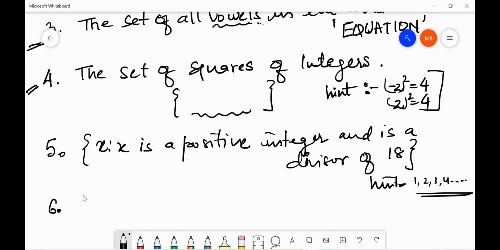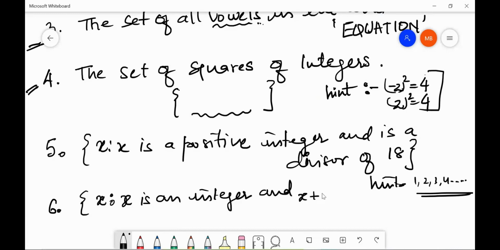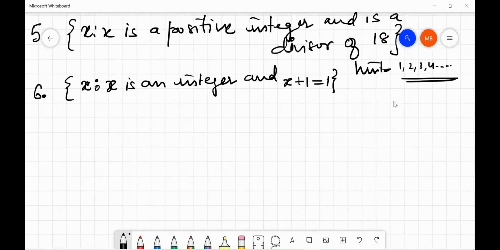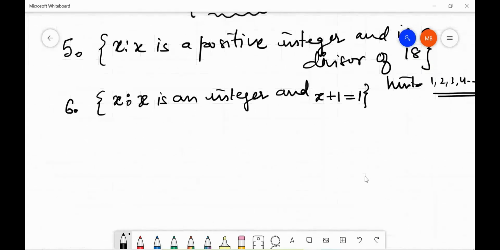Question number 6. I'll write in set builder form. We will convert it into roster. x is such that x is an integer and x plus 1 is equal to 1. So x is an integer and x + 1 = 1. Okay, let me give you a hint again here. So x plus 1, focus here, the important thing is x + 1 = 1.